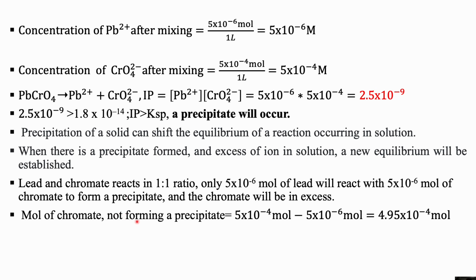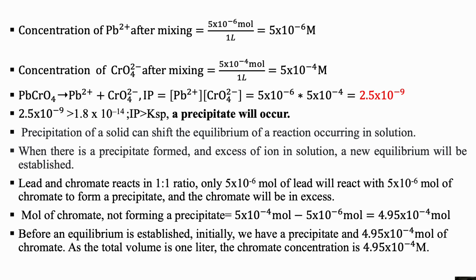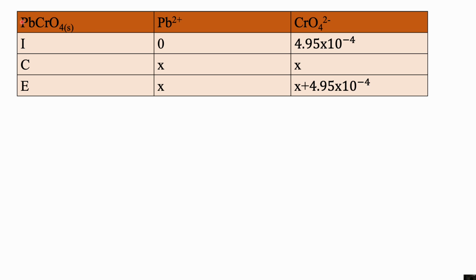So we'll be subtracting to get the moles of chromate not forming a precipitate. So now we have a precipitate which is formed, and you have another ion, chromate, which is in the solution. That will form a new equilibrium. A new equilibrium will be established. So let's see. We have in the mixture lead chromate, which is a solid, a precipitate. We'll be having the lead 2 plus remain as 0, because it will all form lead chromate as solid. We have also the chromate which will be remaining in the solution.